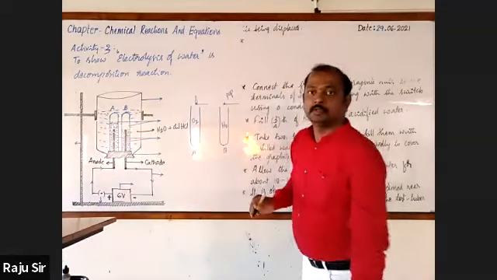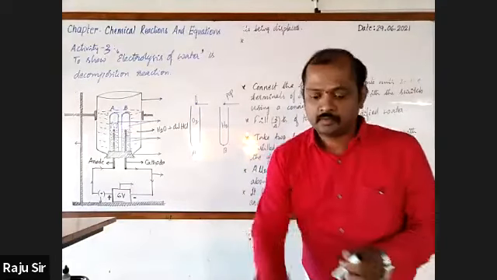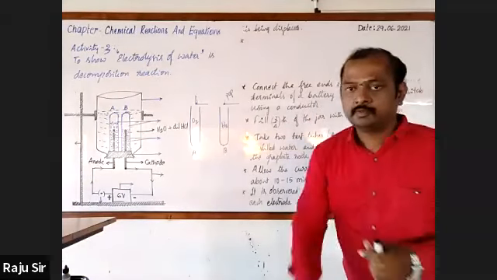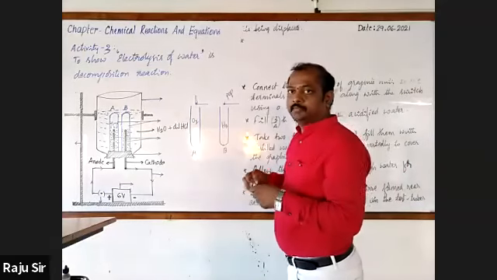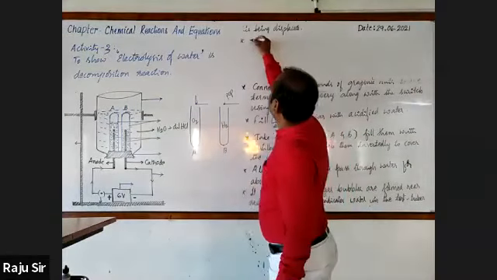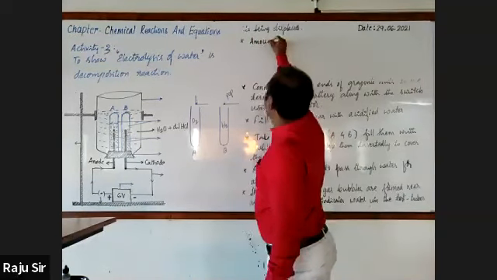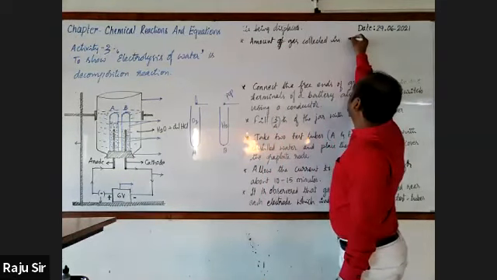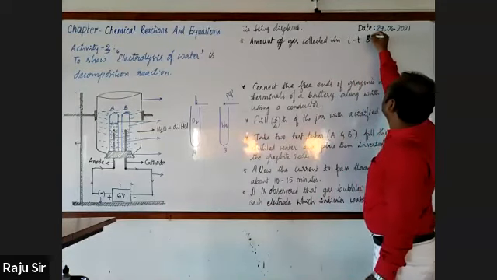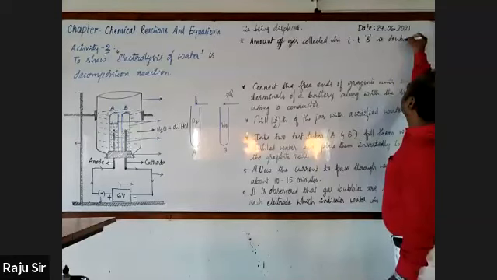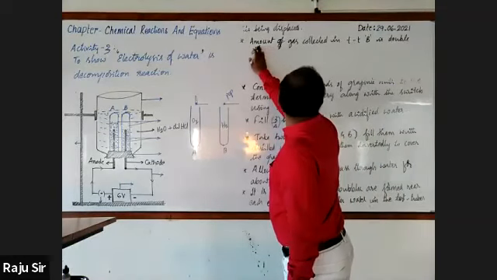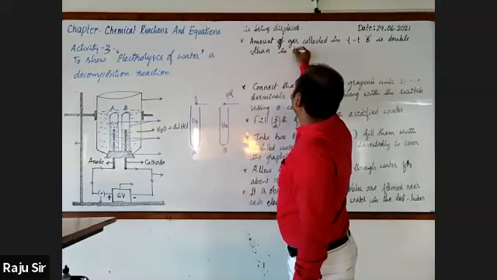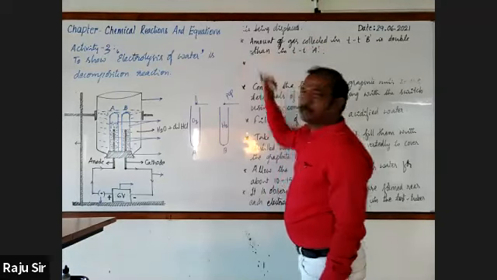Next, one more point. The amount of gas collected in test tube B is double the gas collected in test tube A.